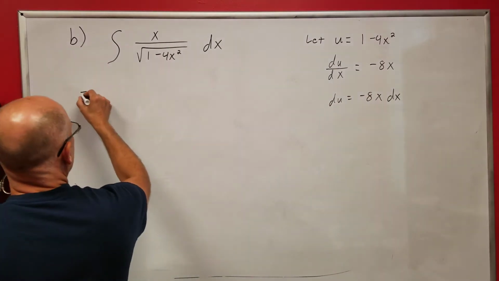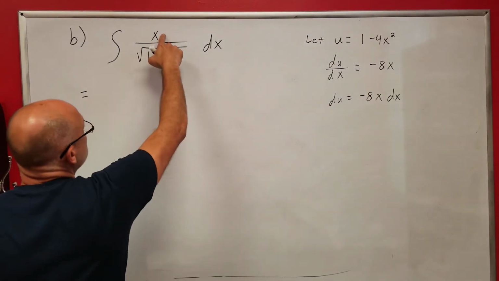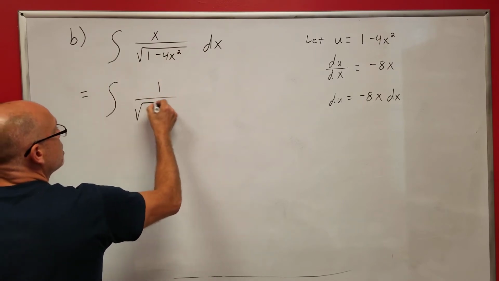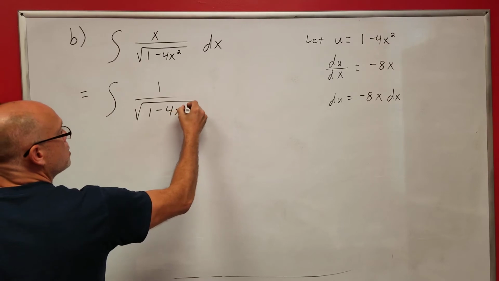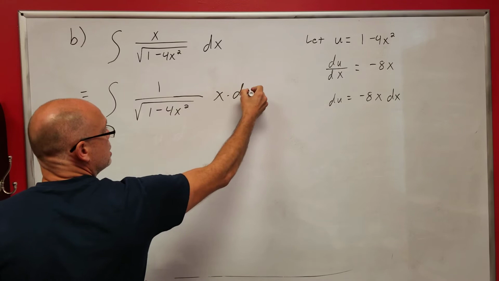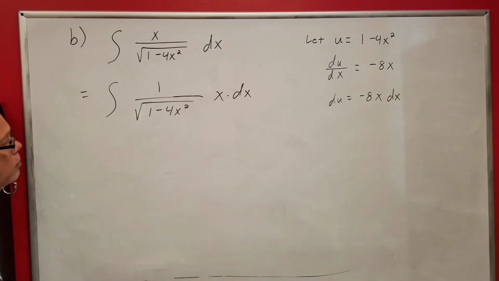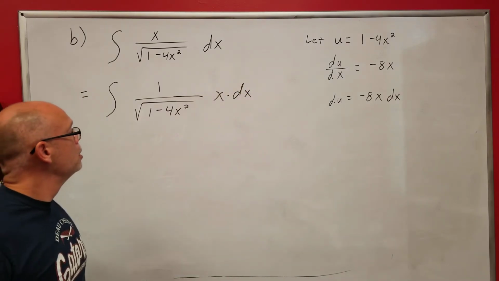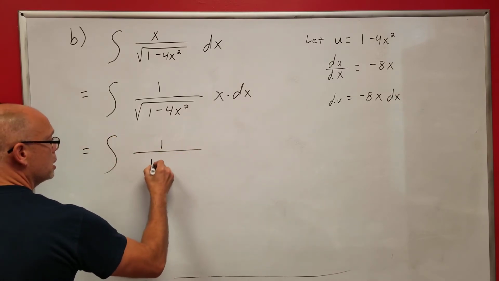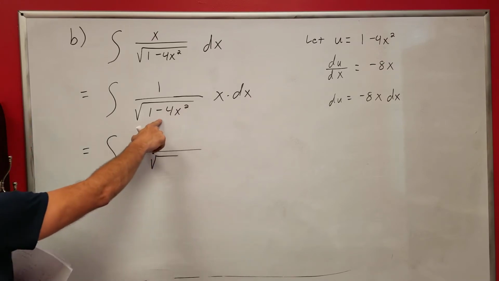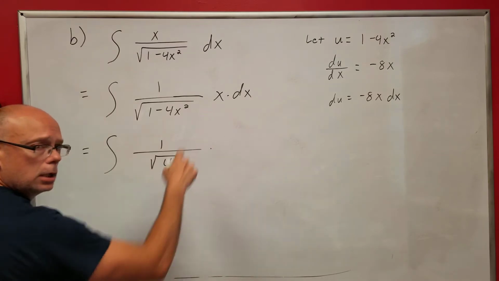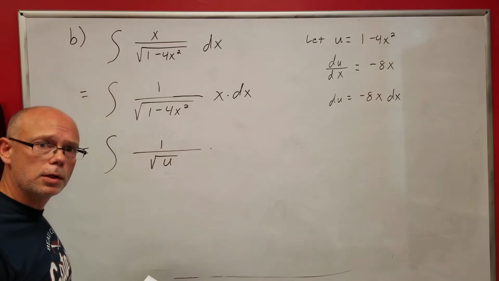So what I'm going to do here is a rewrite. I'm going to pull this x out to the side, okay? And I'm going to call this 1 over the square root of 1 minus 4x squared. And if I pull this x to the outside, that's x times dx, right? Now, I'm going to make a substitution here. We have 1 over the square root of, we call this part u. But now, I don't want anything else in terms of x. I want it all in terms of u.